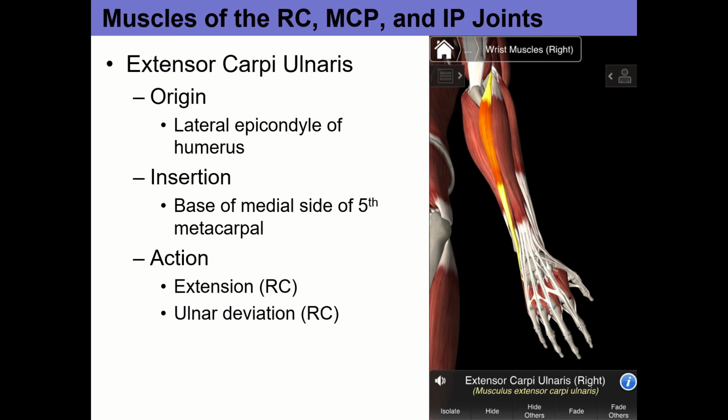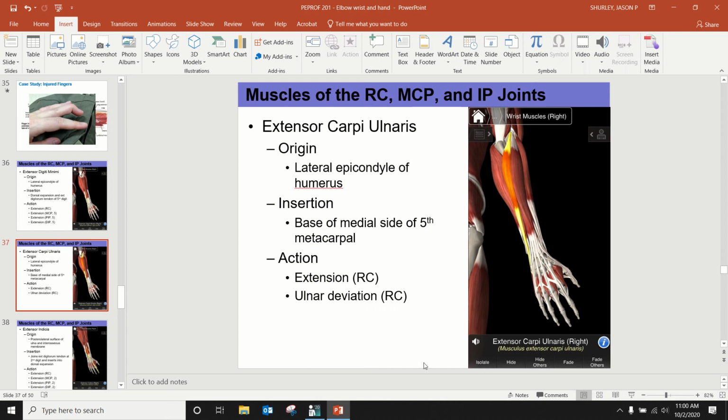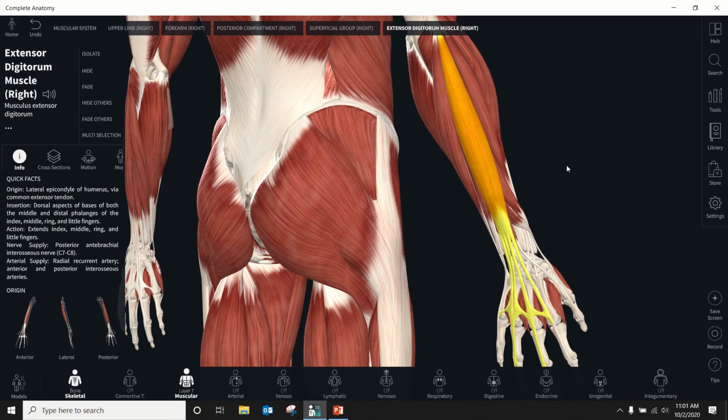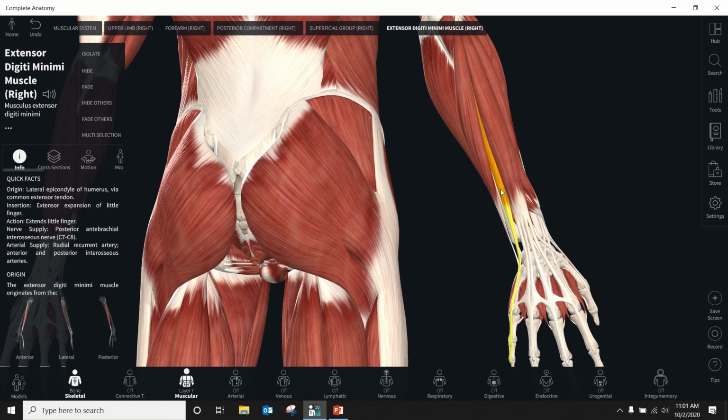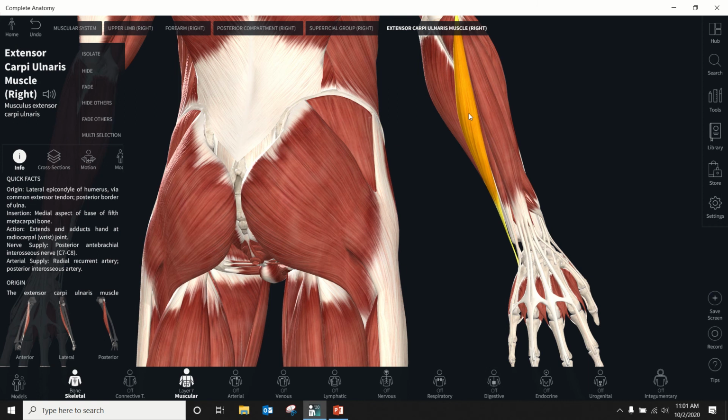In terms of its action, it is an extensor at the radiocarpal joint, and also an ulnar deviator at the radiocarpal joint. All right, so let's find those last two. All we've got to do is rotate him a little more posteriorly. There we go. And so there is his extensor digiti minimi. That one's pretty straightforward. Again, just try to find the extensor digitorum, and it comes right off of that. And then your extensor carpi ulnaris is right there, right off of that.